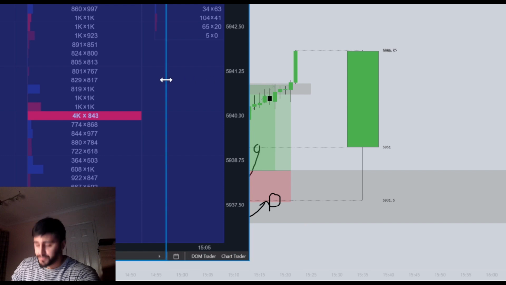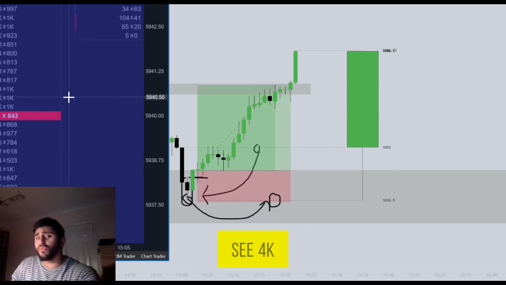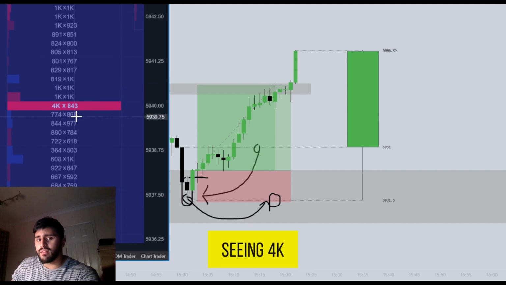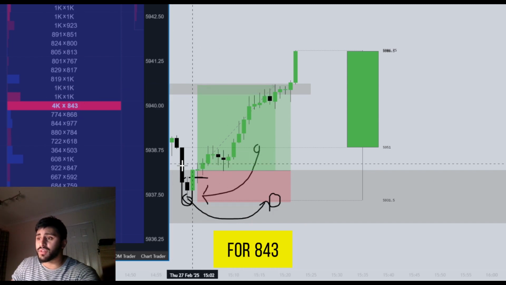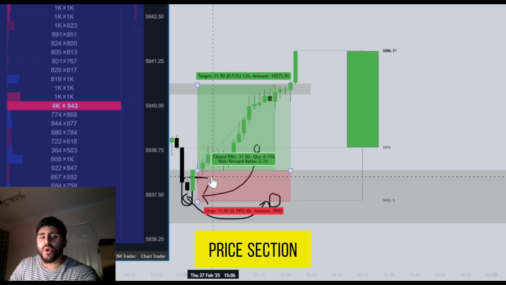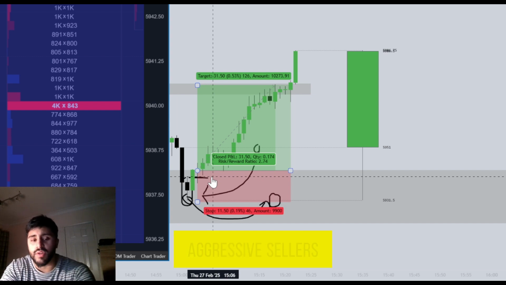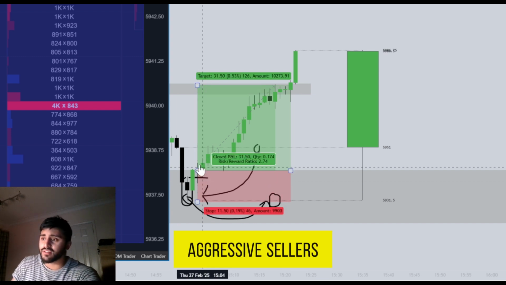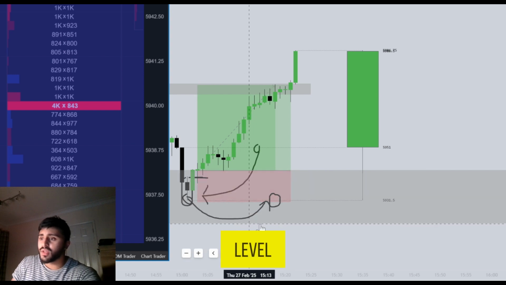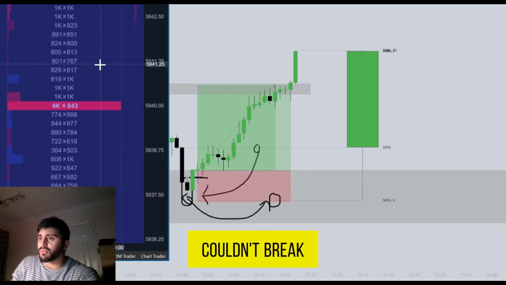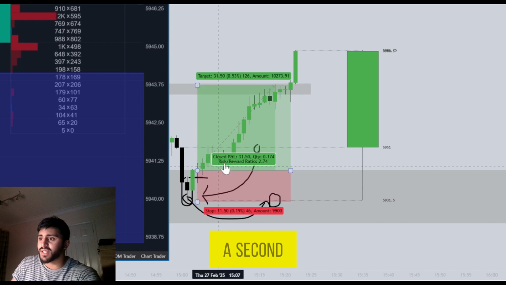So when you see 4K, right, you're seeing 4K for 843. This corresponds to this price action. We are seeing so many more aggressive sellers, right? But these aggressive sellers were unable to break this level. This is the level the sellers couldn't break, right? What's even more interesting is that we have a second rejection.